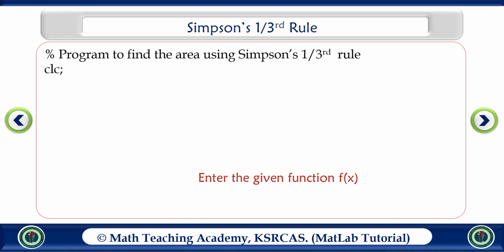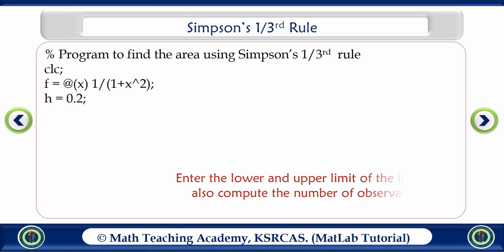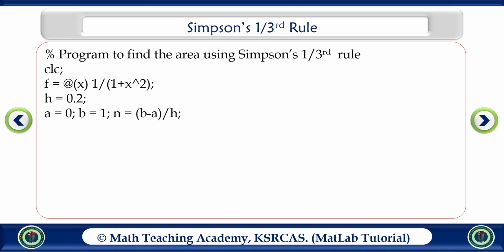The first step is to enter the given function f of x. This is achieved by the command f equal to @(x) 1 by 1 plus x squared. And then enter the interval of differencing h. This is achieved by the command h equal to 0.2. Then enter the lower and upper limits of the interval, and also compute the number of observations. This is achieved by the command a equal to 0 semicolon, b equal to 1 semicolon, n equal to (b minus a) by h semicolon.